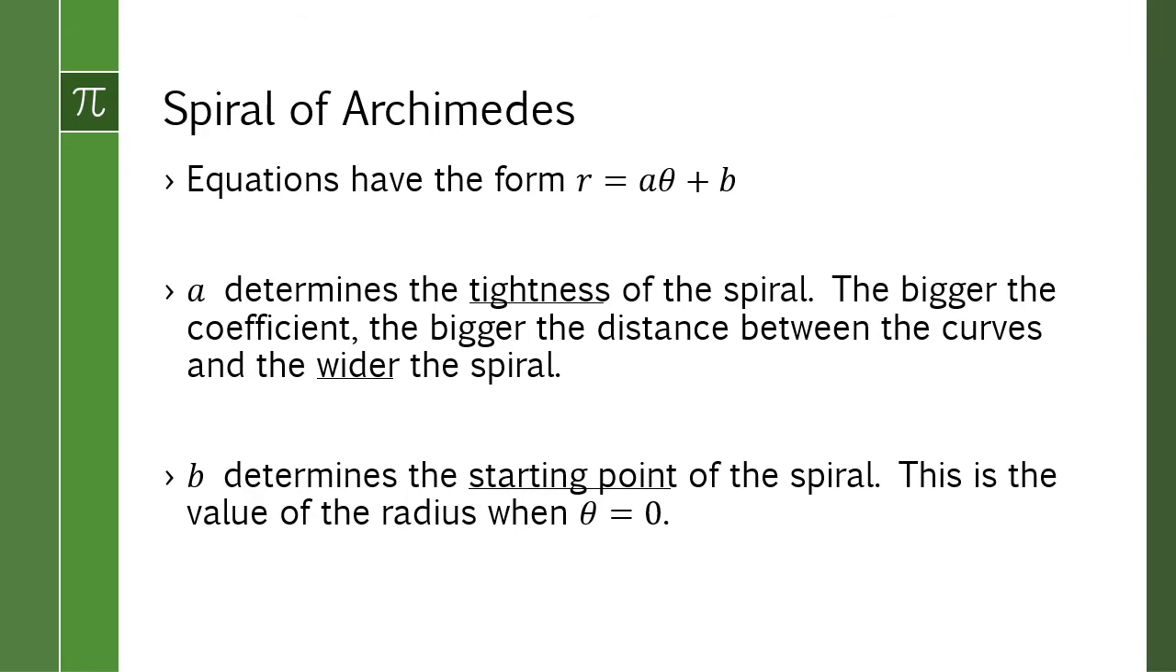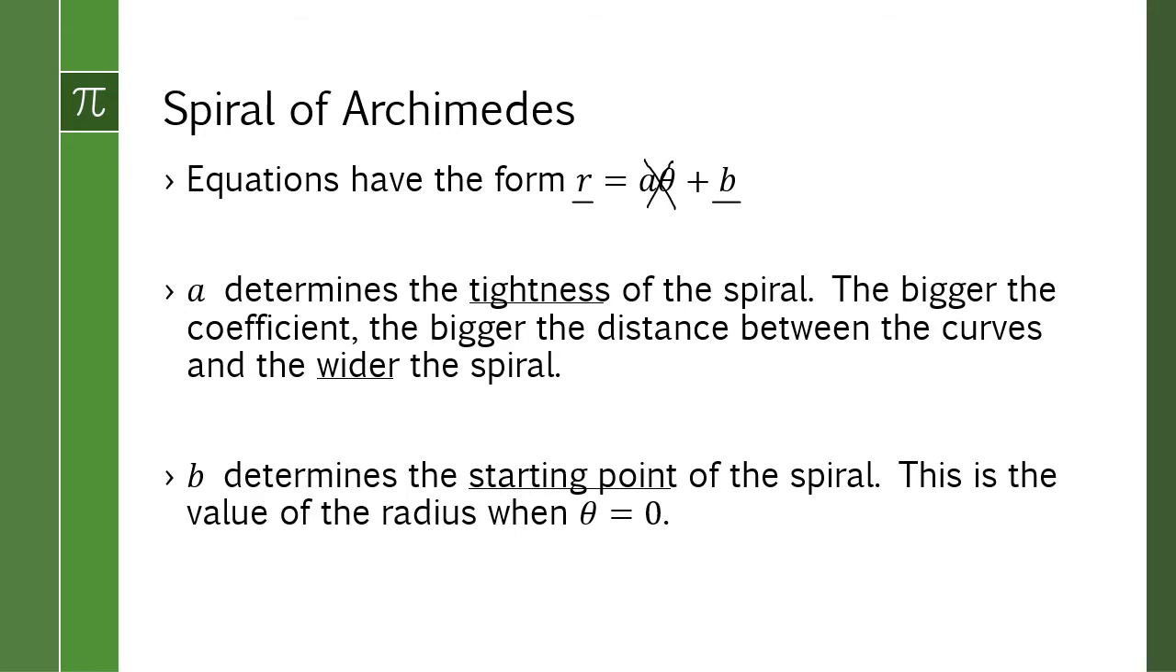If you have a big coefficient, something like r equals 4 theta, then it's going to be a very loose and wide spiral with a lot of distance between each curve. And then the b value determines the starting point of the spiral. In other words, what's the radius if the angle is 0? And that makes sense because if the angle is 0, then this whole term would become 0, and you just have r is equal to the b value.